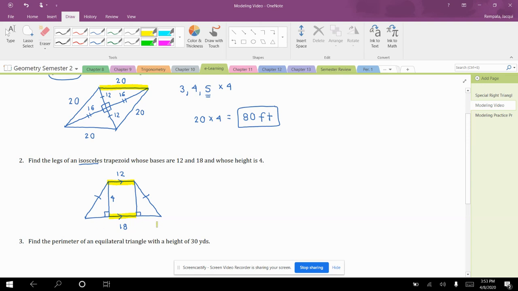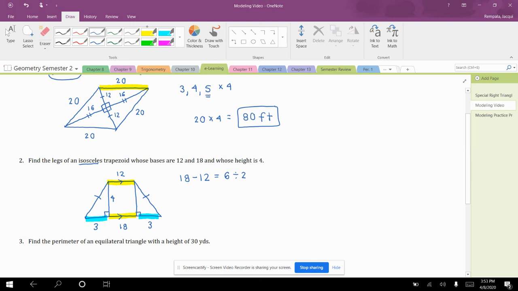If the whole entire bottom side is 18, hopefully it makes sense that I'm going to be subtracting those two bases. I find out that what I have left over, this piece right here and this piece right here, have to add up to 6. Now they're going to be congruent, so I'm going to cut that in half. And that tells me that this side is 3 and so is this.